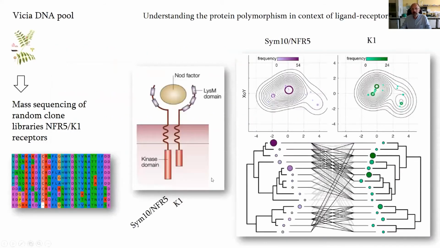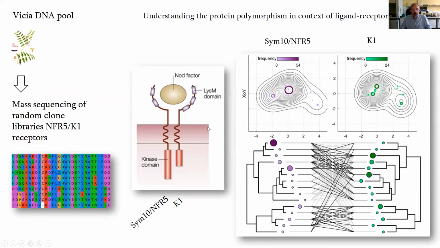But now I'd like to show you another work originated from this field. We collected on this field a very big DNA pool from Vicia plants. It's also legume plants capable of nitrogen fixation, and it has the same receptor system.